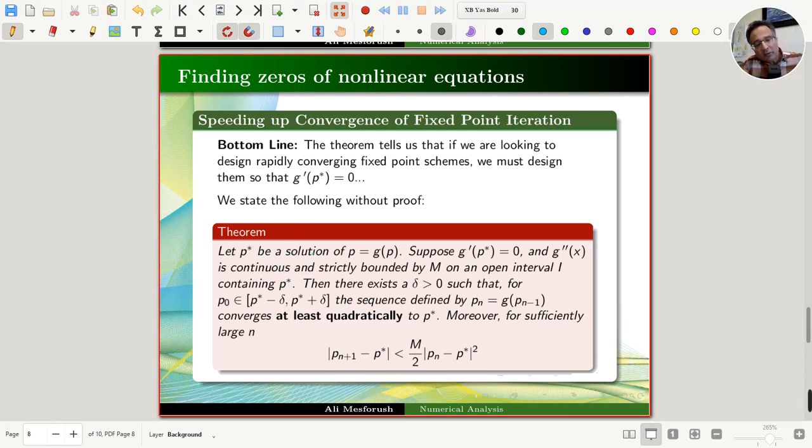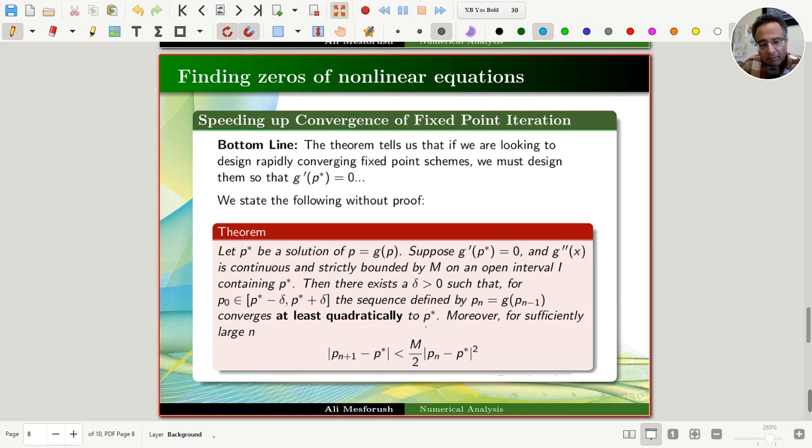Let p star be a solution of the equation g of p equal to p, and let g prime of p star be equal to 0, but g second of x is not equal to 0, but it is continuous and strictly bounded by M on an open interval. Now there exists a delta such that for every p0 in p star minus delta and p star plus delta, the sequence defined by pn equal to g of pn minus 1 converges at least quadratically to p star.